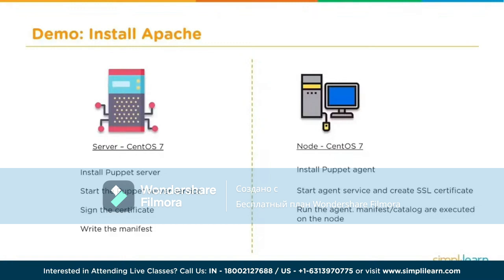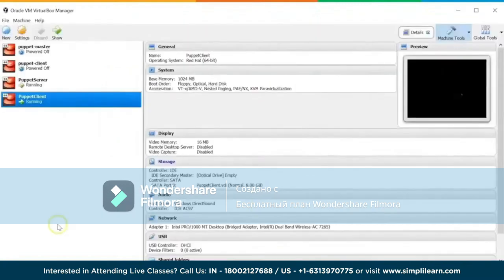So once you run the agent service, your manifests or your catalogs, because as you know, the manifests are compiled into catalogs, these are executed on your node and this will make the required changes. So that's how this entire process is going to work. Now let's move on to the actual demo.